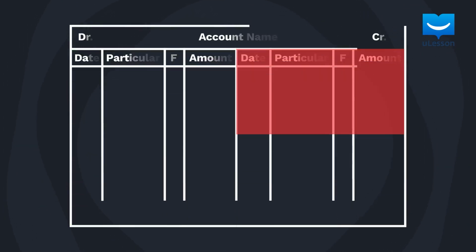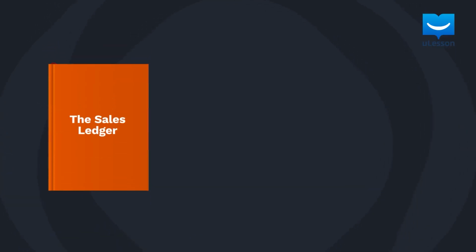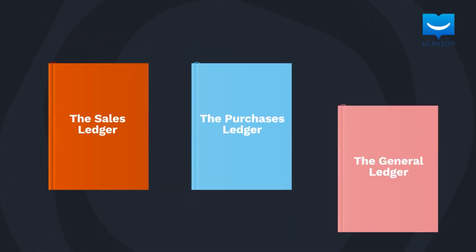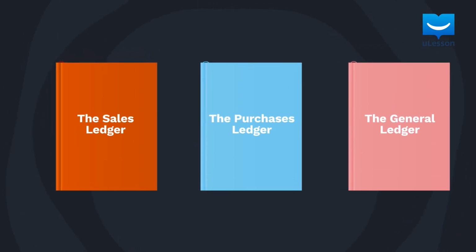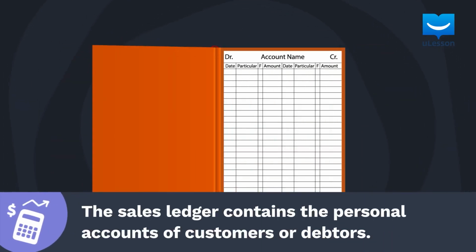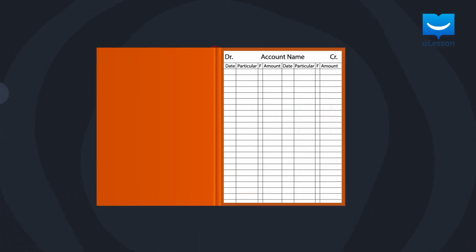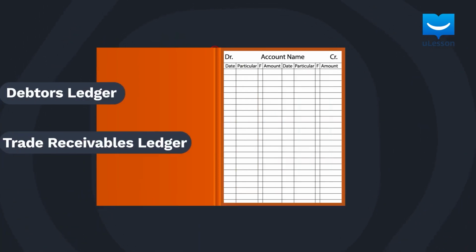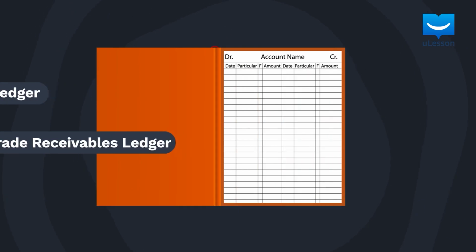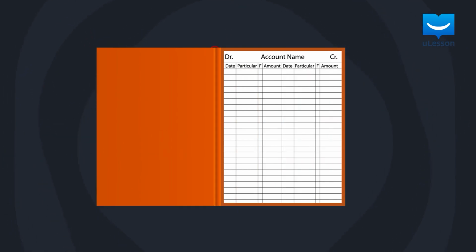There are three classifications of a ledger: the sales ledger, the purchases ledger, and the general ledger. The sales ledger contains the personal accounts of customers or debtors. It can also be referred to as the debtors or trade receivables ledger. Personal accounts are accounts that are named after persons or entities. An example is the account being displayed.